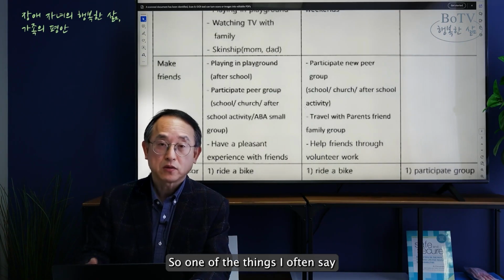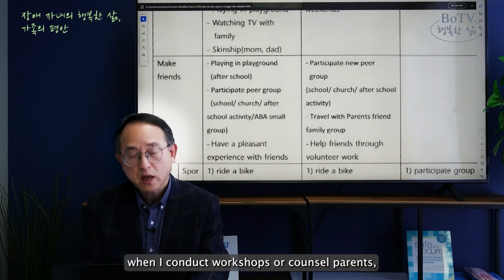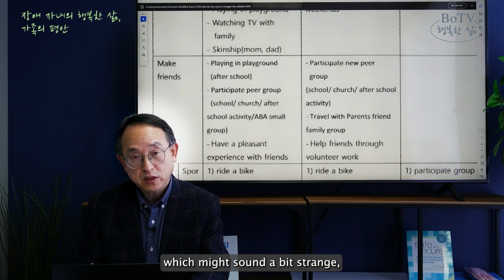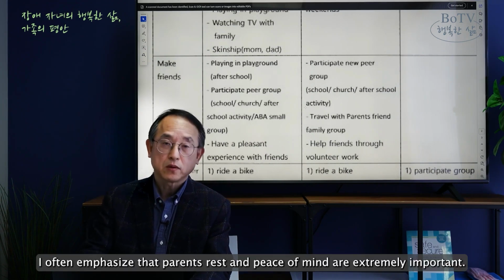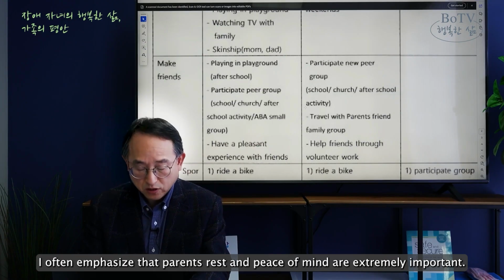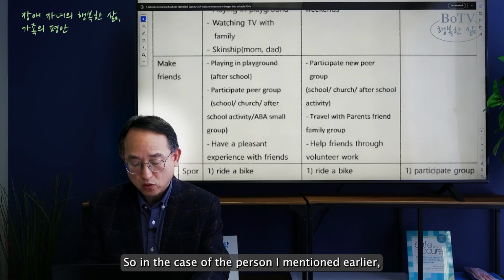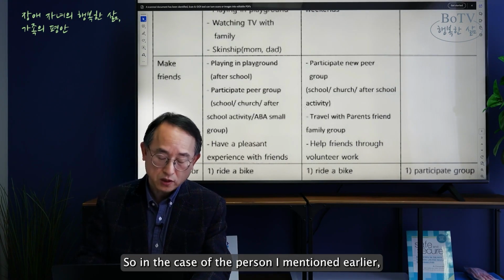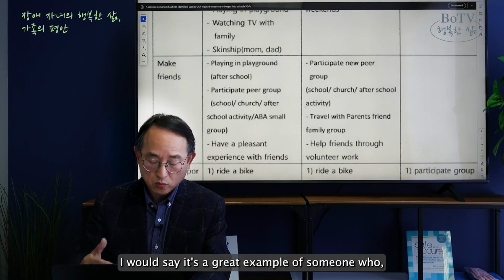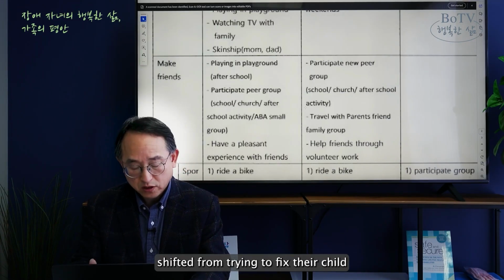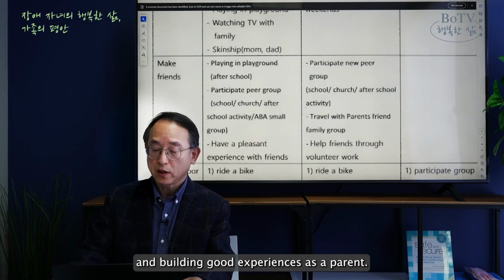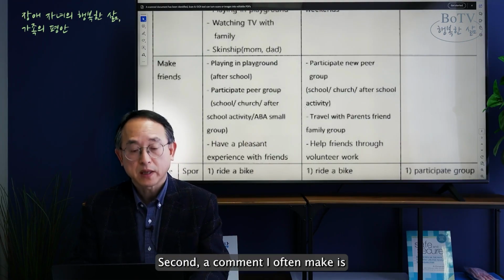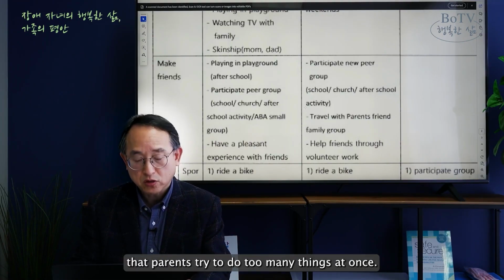So one of the things I often say when I conduct workshops or counsel parents, which might sound a bit strange, is don't try too hard. Take it a little slower. I often emphasize that parents' rest and peace of mind are extremely important. So in the case of the person I mentioned earlier, I would say it's a great example of someone who, through these workshops, shifted from trying to fix their child to focusing on cultivating a positive mindset and building good experiences as a parent.